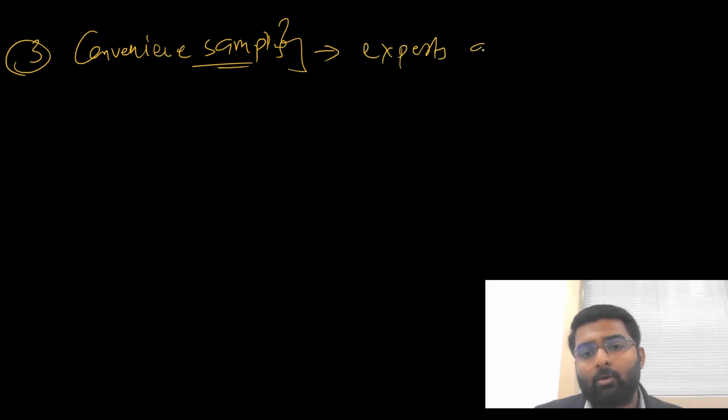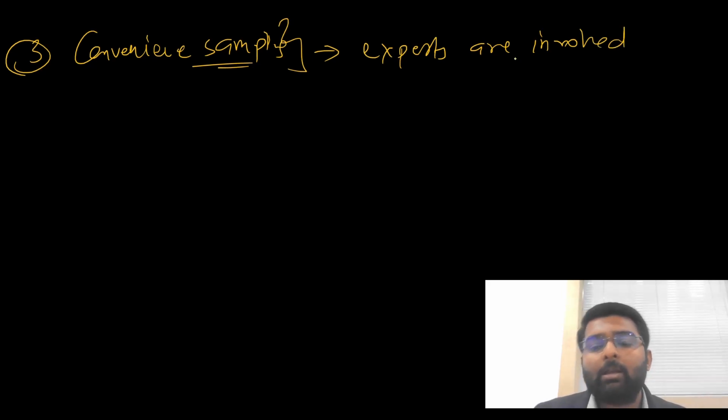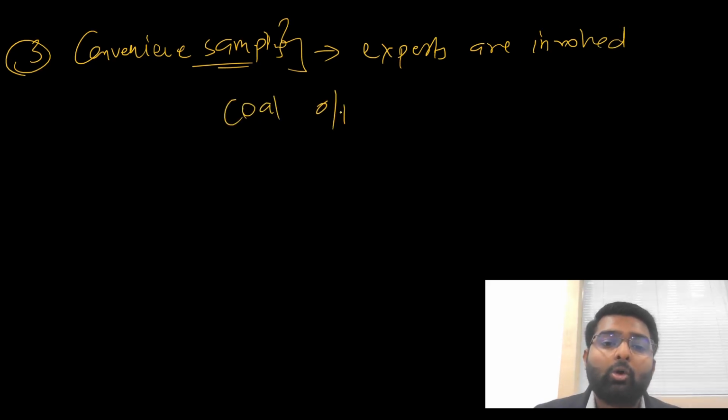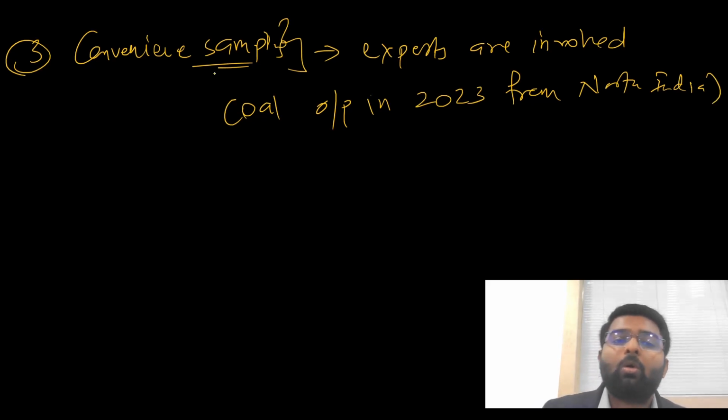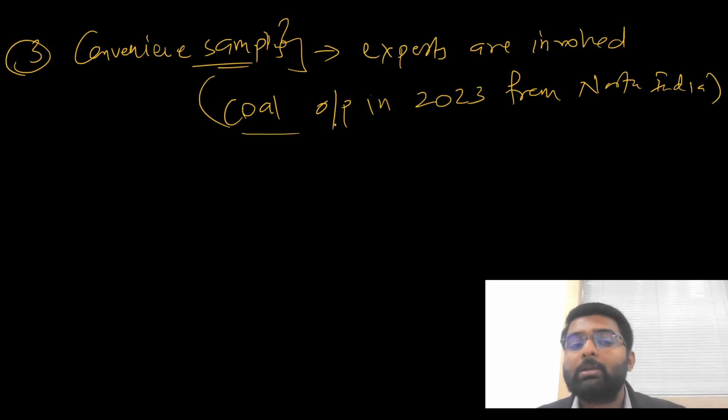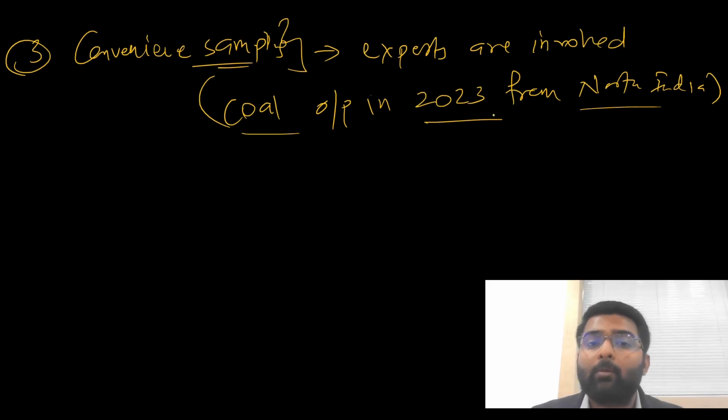The third sampling that I would like to discuss here is called convenience sampling. Convenience sampling is a type of sampling technique where only the experts are involved. For example, if I want to understand what is going to be the coal output in the year 2023 from North India, I am not going to go on the roads and ask a layman, what do you think is going to be the output of coal in 2023 from North India? I have to talk to people who are experts in metallurgy, who understand how the coal mines work, people specialized in that particular area.